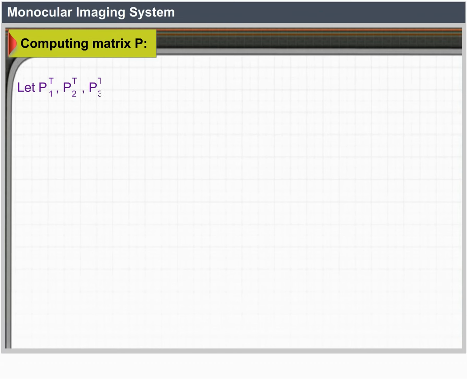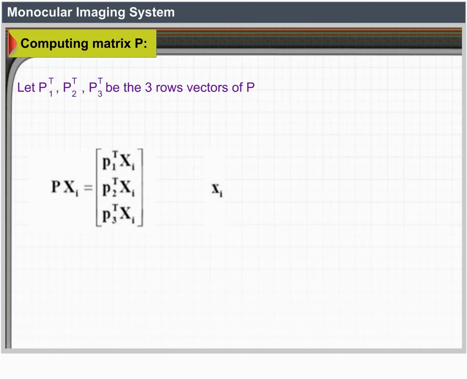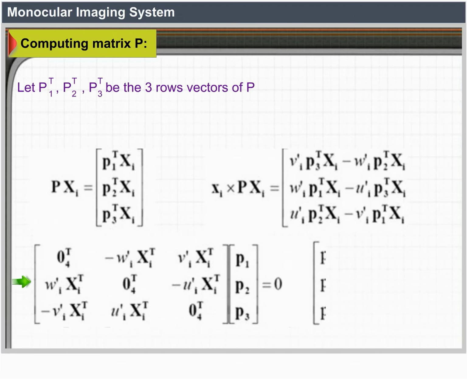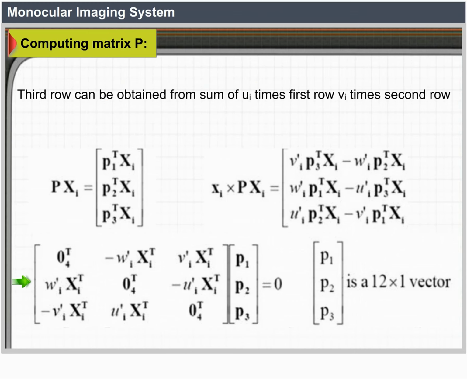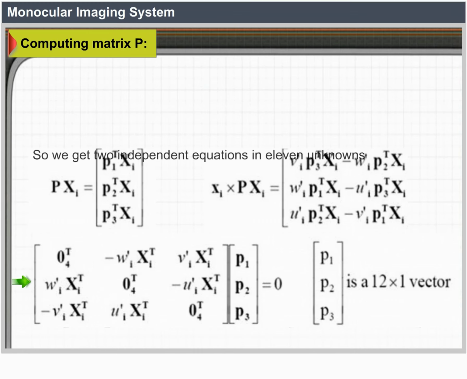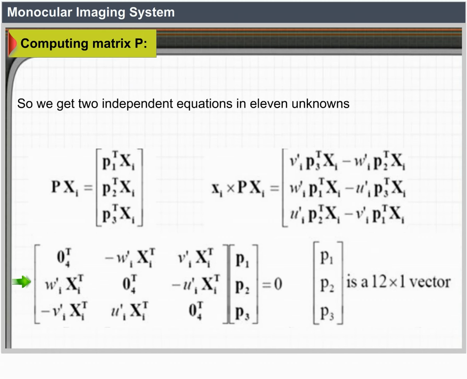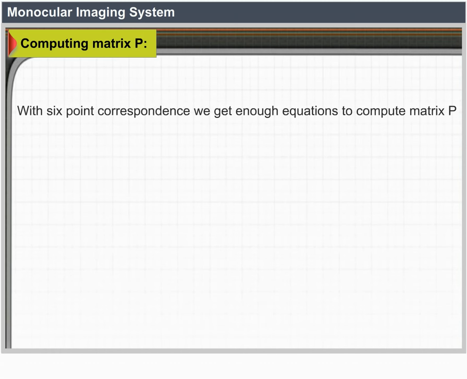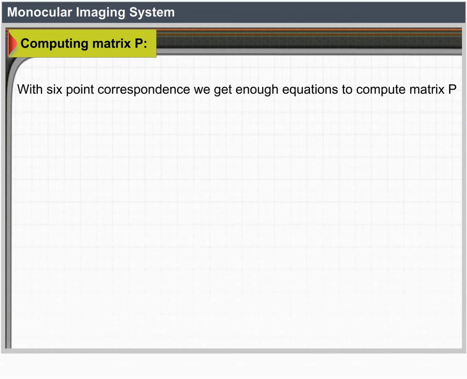Let P1 transpose, P2 transpose, P3 transpose be the 3 row vectors of P. Please refer to the calibration matrix shown on screen. The third row can be obtained from the sum of ui times the first row and vi times the second row. So we get 2 independent equations in 11 unknowns. With 6-point correspondences, we get enough equations to compute matrix P.